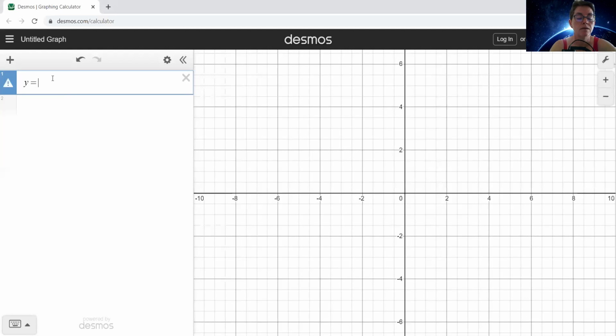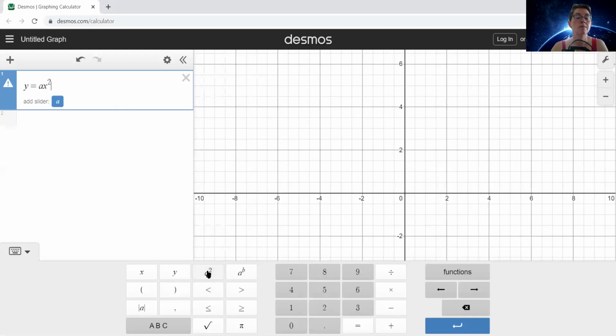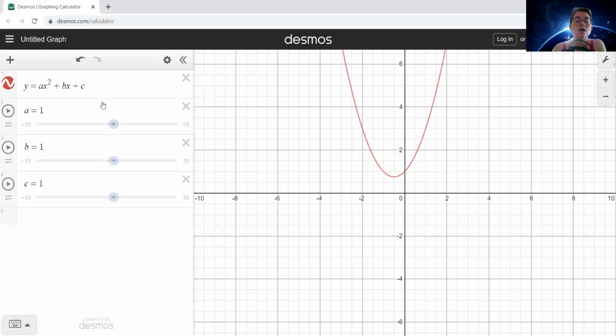Y equals ax squared. Whoops. See, you gotta watch for that. You gotta remember not to put the 2 like that. You need to use the keypad. All right. Plus bx plus c. And then it'll give you the option for the sliders, and you say yes to all of them. And then you say b equals 0 and c equal to 0.